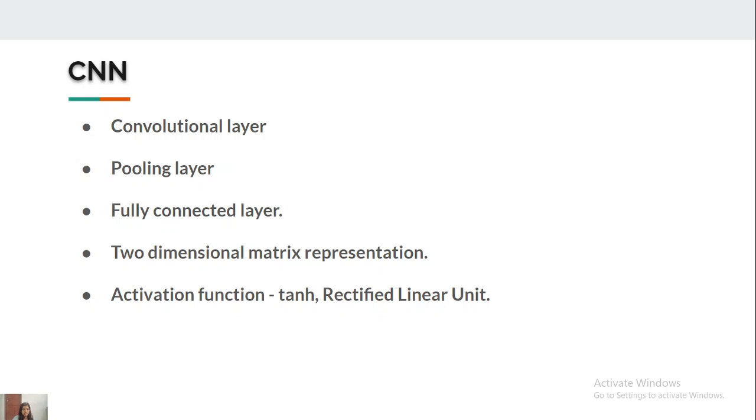Now let's see the activation functions used. In the first convolutional layer, we use tanh function. In the next two layers, we use rectified linear unit.